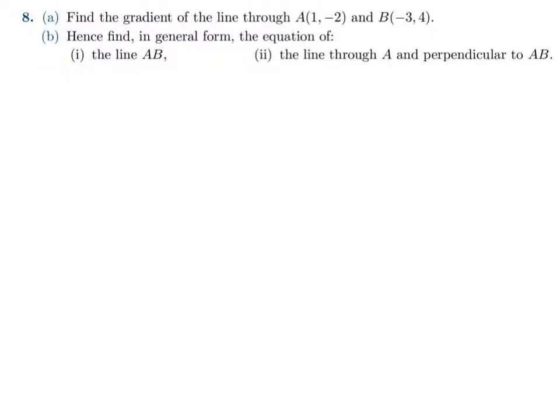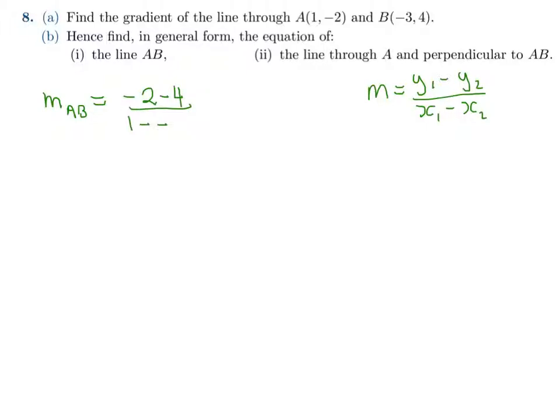Here's a nice straightforward question in two parts. Firstly, we need to find the gradient of the line through A and B. Now, remembering our gradient formula, the gradient is equal to the difference between the y coordinates divided by the difference between the x coordinates. So the gradient of AB is going to be minus 2 minus 4 over 1 minus minus 3, which is negative 6 over 4, or that's just minus 3 over 2.